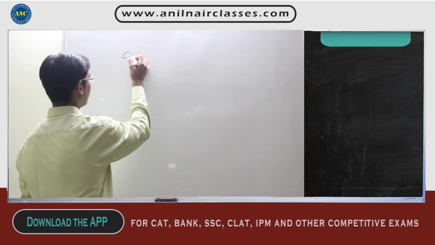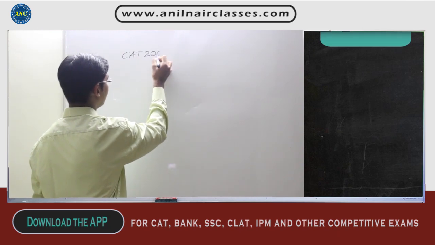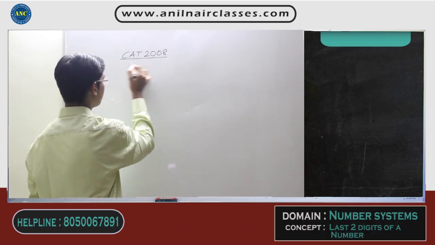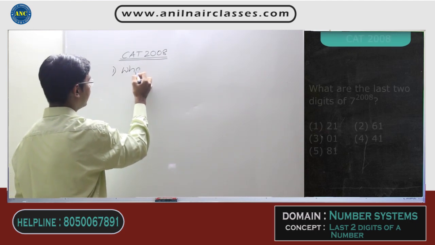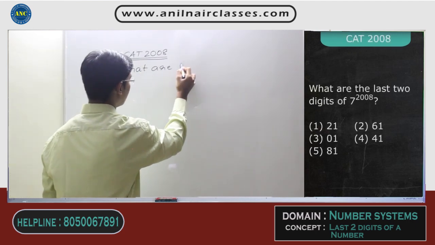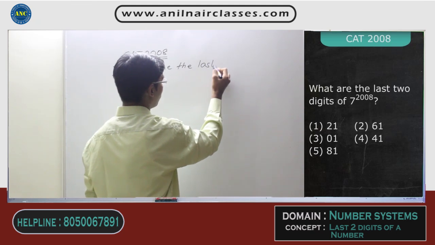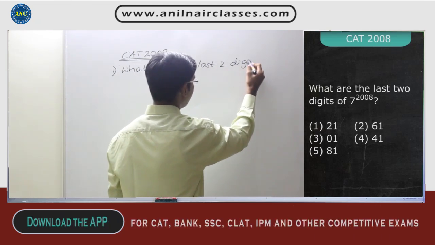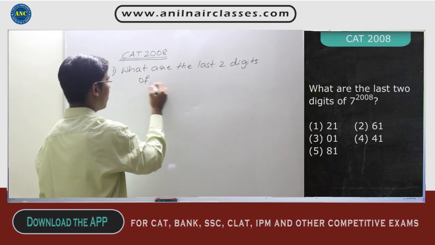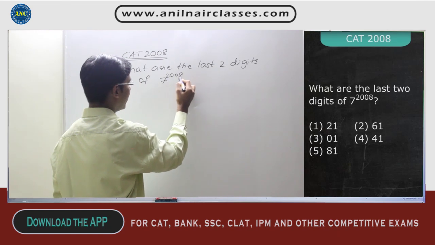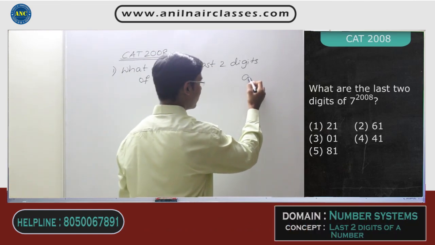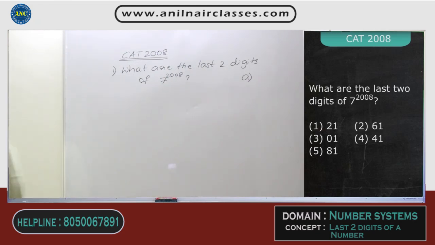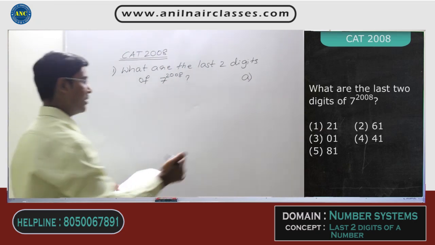Now we will solve some questions from CAT 2008. Now please write down this first question. Your first question says, what are the last two digits of 7 power 2008? You need to find the last two digits of 7 power 2008. And the options given are 2161.